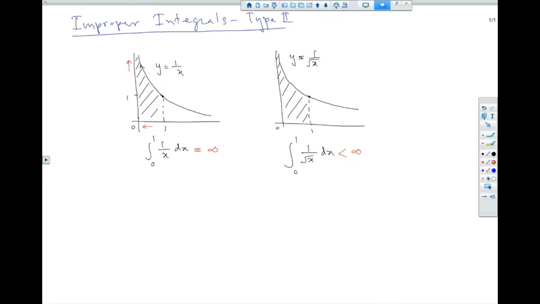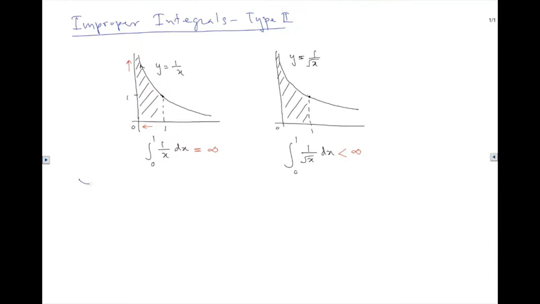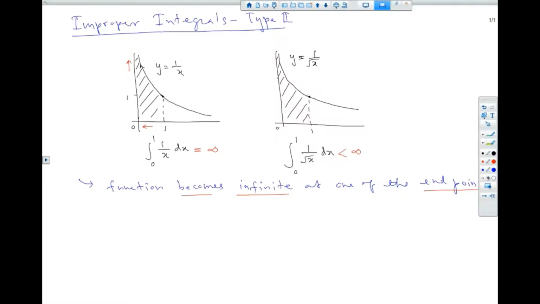What we notice in this situation is that the function becomes infinite at one of the endpoints. It can be both, but at least at one of the endpoints. That's one of the observations that we have.